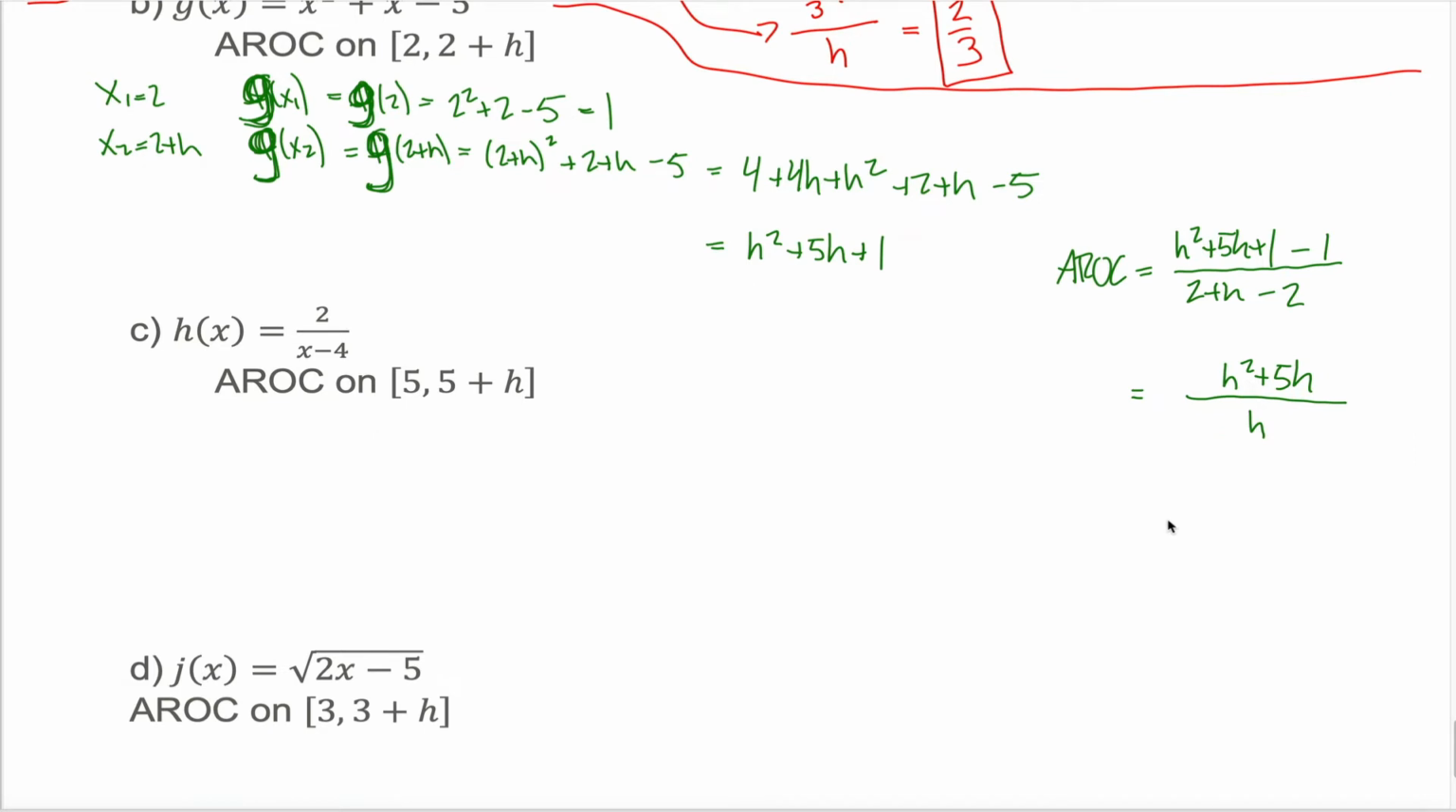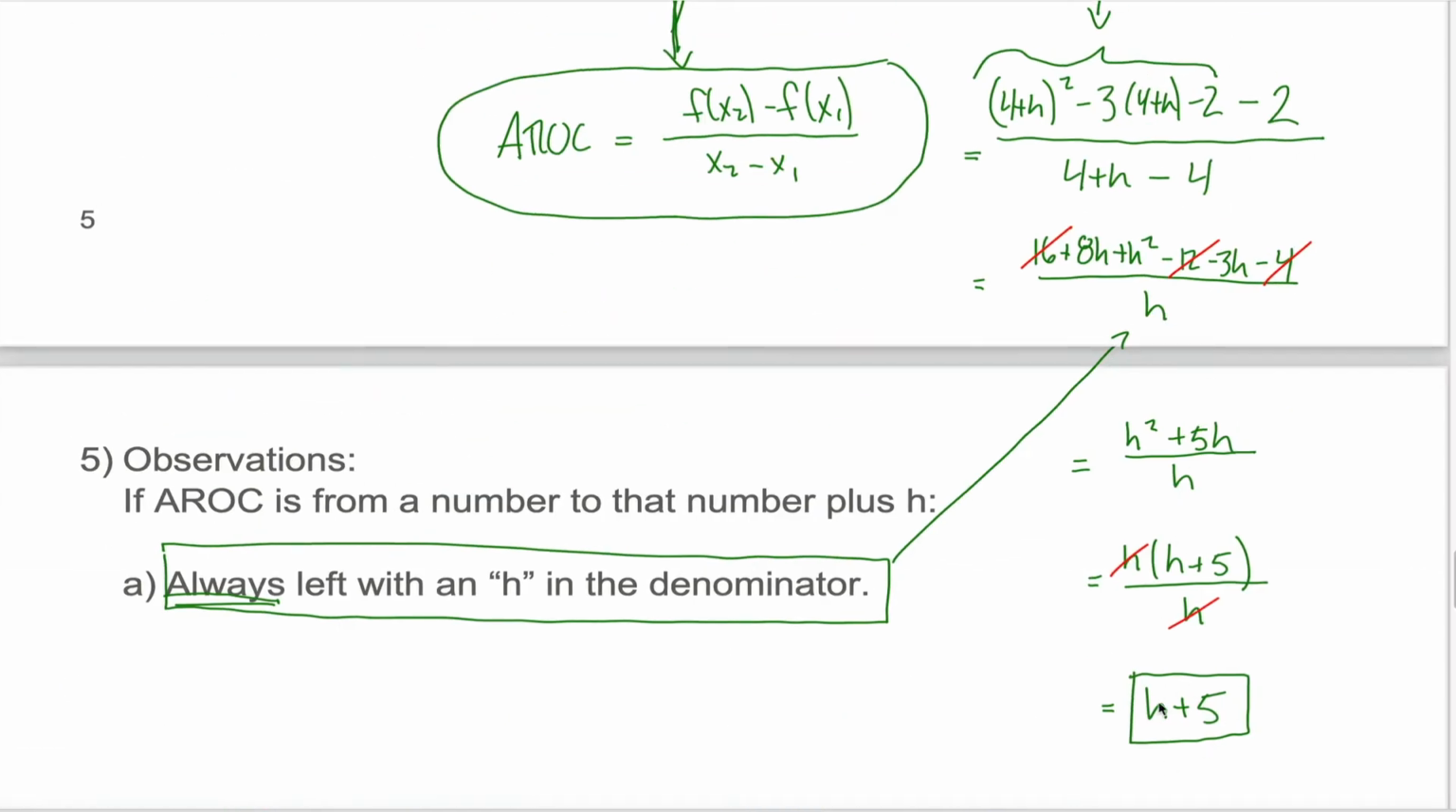I have an h in all of the terms in the numerator, so I can factor out an h, and I'd be left with h plus 5. Divide that by h, the h's cancel, and I get h plus 5 as my answer. Coincidentally, the exact same thing I came up with up here. Just a coincidence. That won't always be the end.